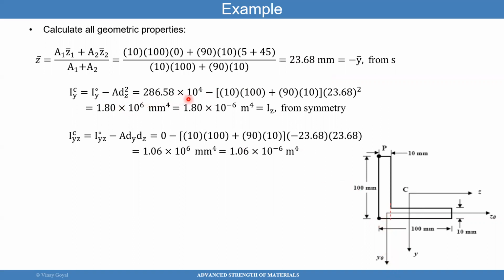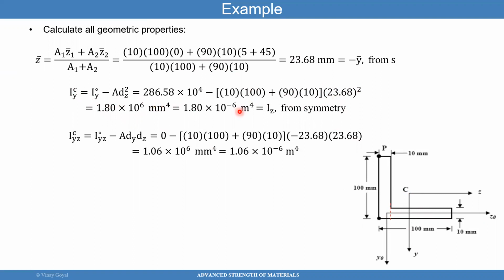And so that means I have to look at the area of the whole cross-section, which is 10 times 100 plus 90 times 10. That's the denominator here. But now I have to use the distance of 23.68, which is the distance between this point and that point. And the parallel axis theorem will then allow me to calculate the moment of inertia about y. And I get this number.